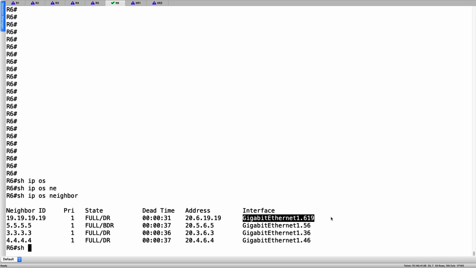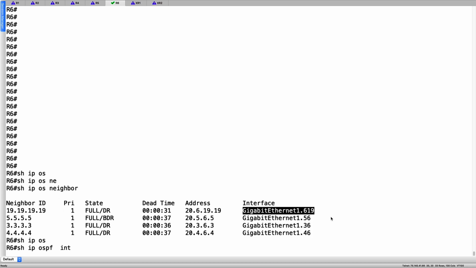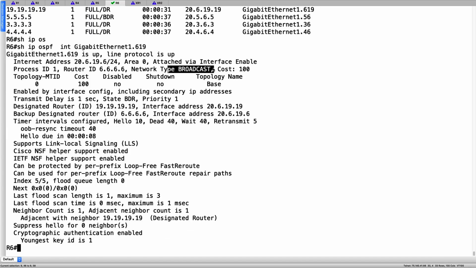So let's do a show IP OSPF interface gig 1.619. Here is where I would see my network type. It is broadcast. My hello and dead is 10 and 40. There is a DR being elected, and the DR is IOS XR, and the BDR is R6. There's no DR other at this point of time because there are only 2 routers in that broadcast segment. So one router gets elected as the DR, and the second router becomes the BDR. IOS XR is the DR because it has a higher router ID, and R6 is the BDR.